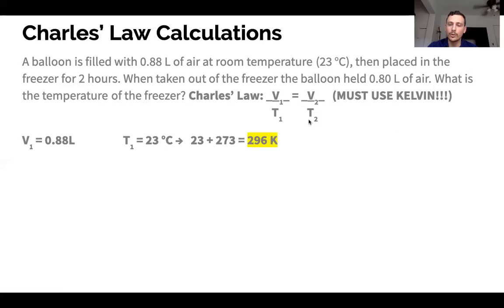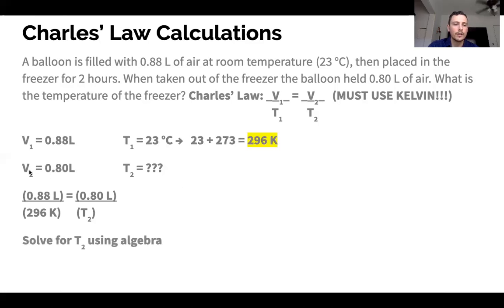Next up, we need to look at the right side of our equation. Do we know what V2 is? So it says when taken out of the freezer, the balloon held 0.80 liters of air. That would be liters as a volume unit. That would be our final volume, or our V2. T2, what is the temperature of the freezer? That's also going to be the temperature of the air that just came out of the freezer. So that is what we need to figure out. V2 would be 0.8 liters. T2 is going to be our unknown or our variable.